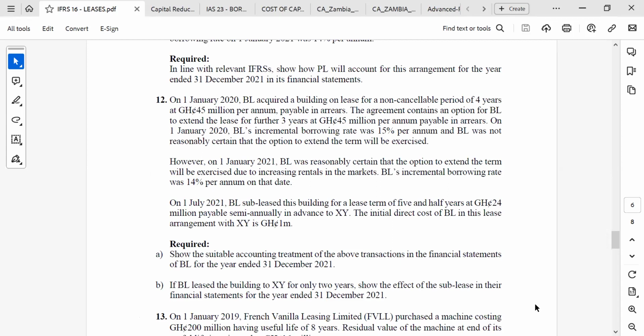Okay. Let's come here. On July 2021, Bill sub-leased this building for a lease term of 5.5 years at 24 million payable semi-annually in advance to XL. The initial direct cost of Bill in this lease arrangement with XL is what? 1 million. Okay. So it means that Bill has used the asset for the current year, 2021, for how many months? 6 months. Okay, after the 6 months, they have now leased the asset to a different company, isn't it?